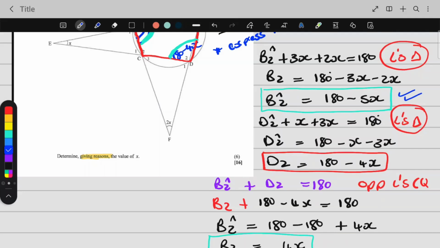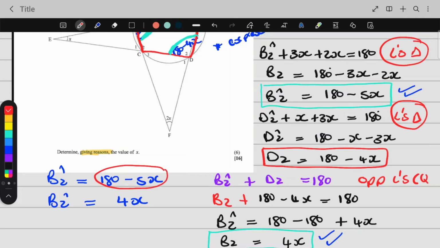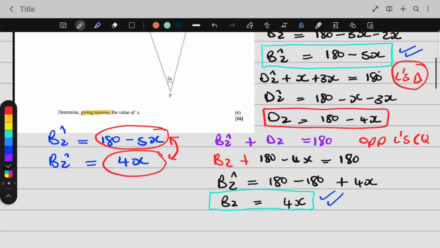So if angle B2 is this, but angle B2 is also that, then they are equal to each other. So let me write that down for you here. So angle B2 is 180 minus 5x. But angle B2 is also 4x. That means if this is B2 and this is B2, they are equal to each other. And I'm going to make them equal to each other. So I'm going to say 180 minus 5x must be the same as 4x. And then I'm going to solve for x.